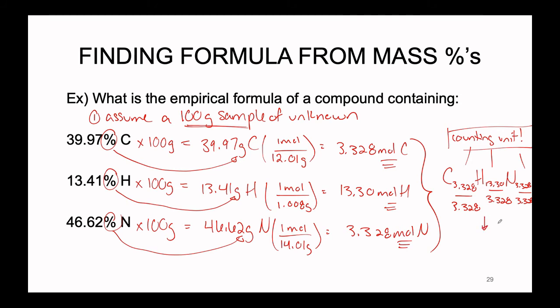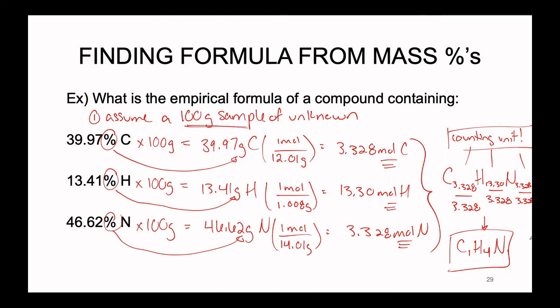This is going to simplify all of these subscripts present into their lowest whole numbered ratios, where 3.328 divided by 3.328 gives us a subscript of 1. 13.30 divided by 3.328 gives us a subscript of 4. And again, 3.328 divided by itself just gives us a subscript of 1.